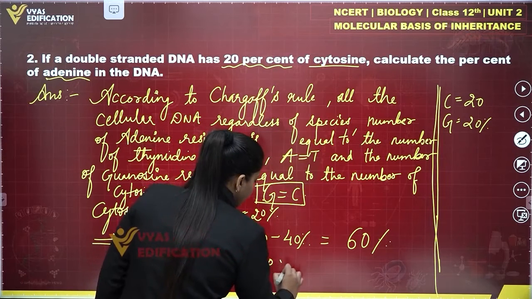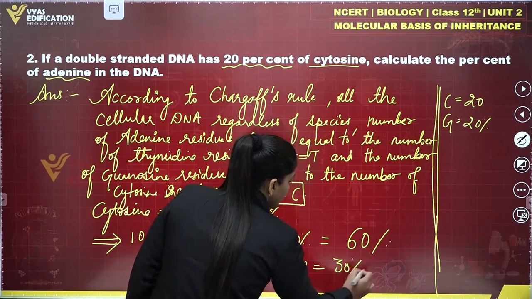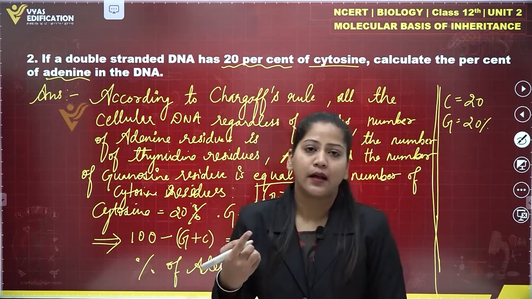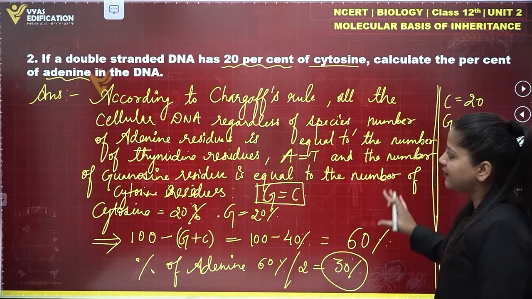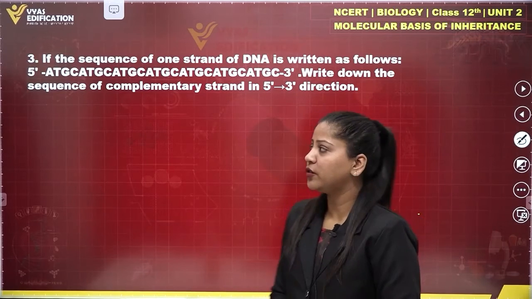this 60% is going to be divided by 2 and we'll get 30%. So 30% is adenine and 30% is thymidine. Alright, so this is the complete solution of question number 2. So let's discuss the next question, question number 3.